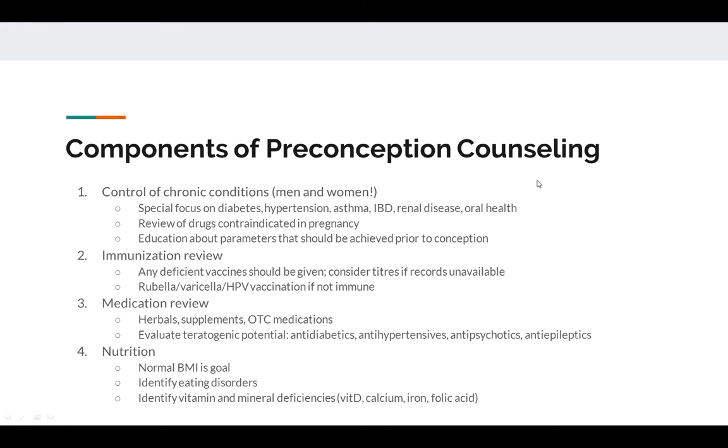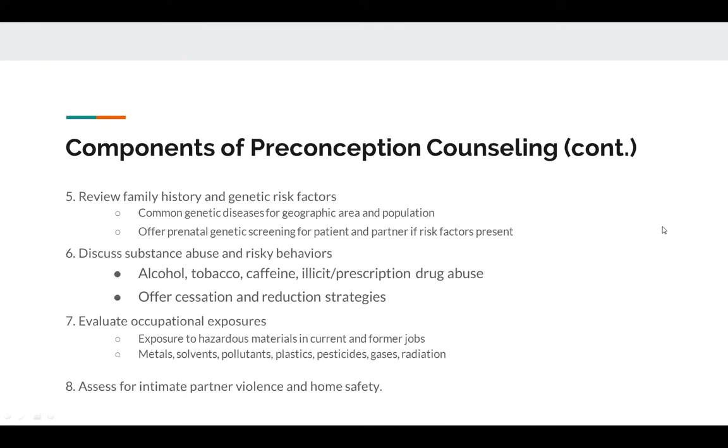Number one, we want to control chronic conditions for both the male and female partner. We want to make sure that immunizations are up to date. We want to check medications to make sure that there's nothing that could hurt a fetus or impair a pregnancy. We want to make sure that the patient has adequate nutrition and not excess nutrition. We want to review a family history and check for genetic risk factors. We can offer genetic screening if there's risk factors that are present. We want to discuss substance abuse and risky behavior, for example, alcohol, tobacco, caffeine, or illegal drug use. We want to make sure the patient doesn't have any occupational exposure or safety concerns.